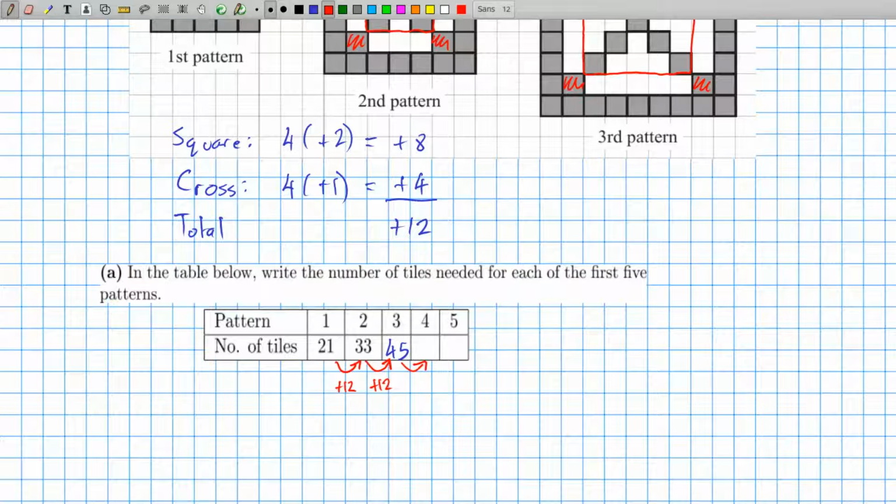So what are we going to do to get to the fourth one? Well, we're adding 12 more tiles. So we're going to 57. And for the fifth pattern then, if we add another 12 tiles, then we're going to 69.